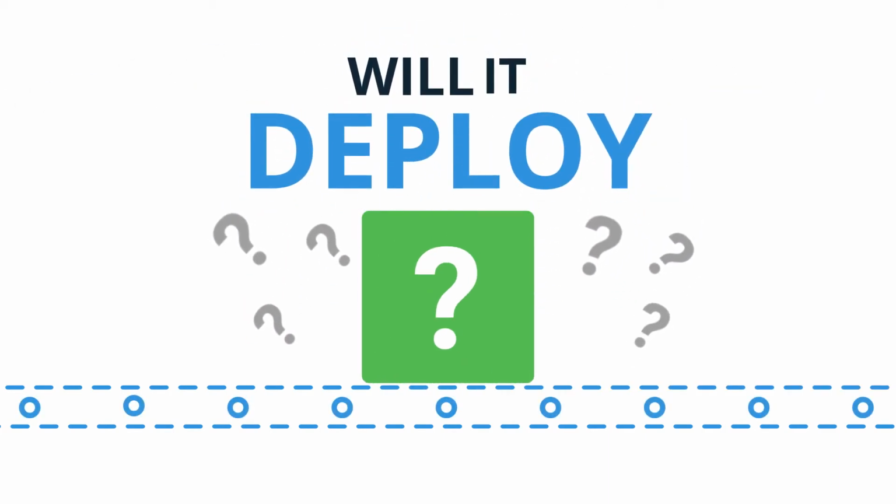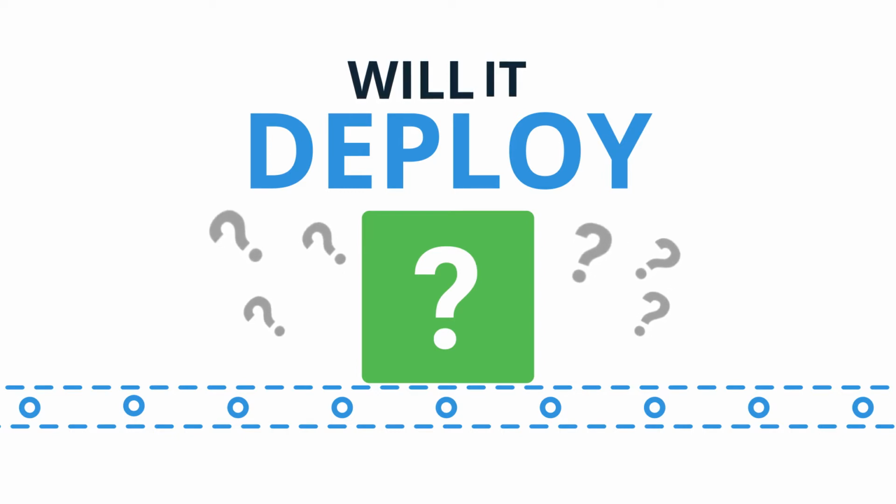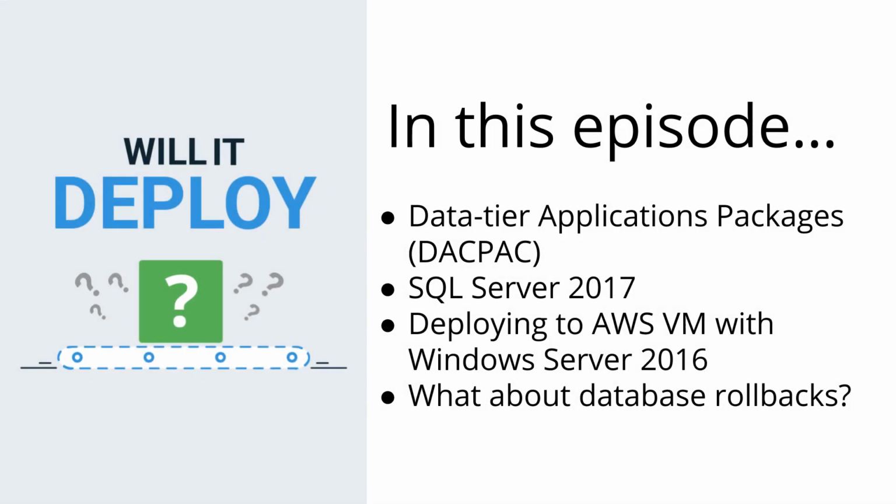Welcome to another Will It Deploy video, where we try to automate the deployment of different technologies using Octopus Deploy. Today we're going to take a look at automating the deployment of an ASP.NET Core web app using a DACPAC, or Data Tier Application Package, with SQL Server 2017. And we're deploying to an AWS Windows 2016 virtual machine. We'll even talk about how to roll back database changes if you have a problem during your deployment.